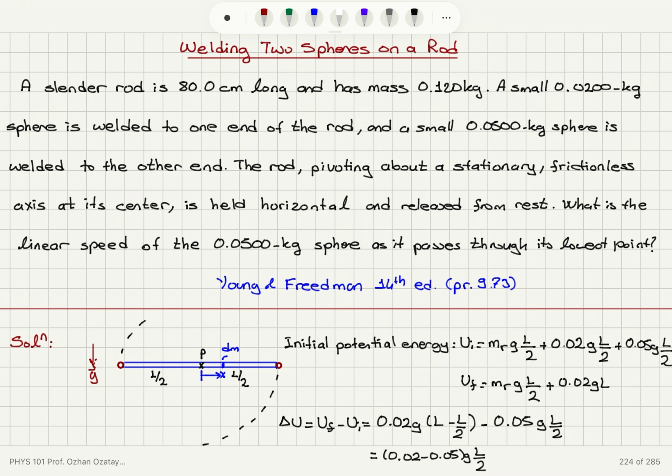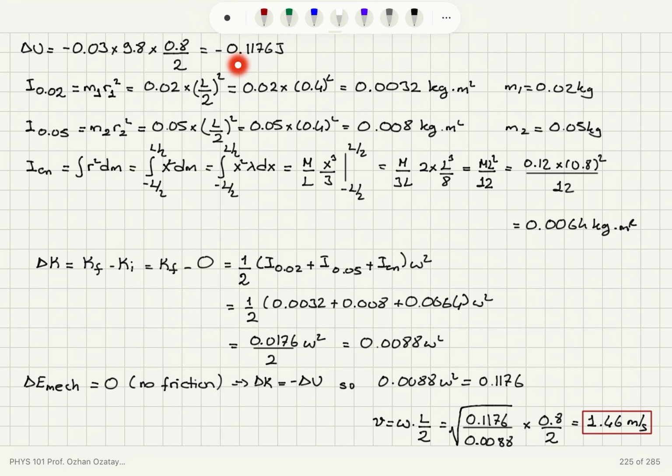So final potential energy, because the 0.05 kilogram one is going through the bottom point, it has zero potential energy. The other one is at the top, which is at a distance L over 2 plus L over 2, L. So the change in potential energy is 0.02 g capital L minus L over 2 minus the initial potential energy of the 0.05 kilogram mass. So that gives us a numerical answer.